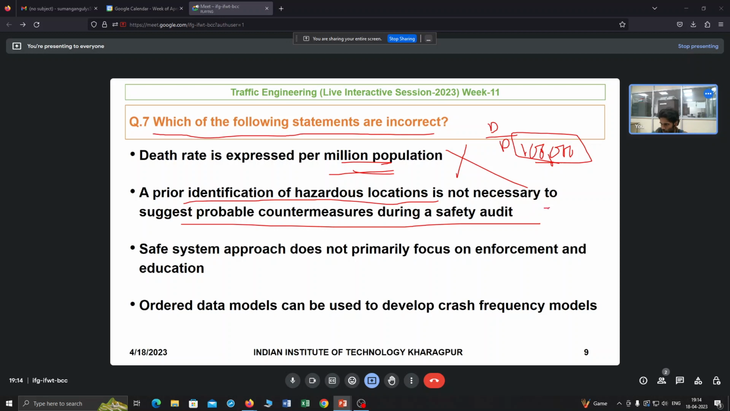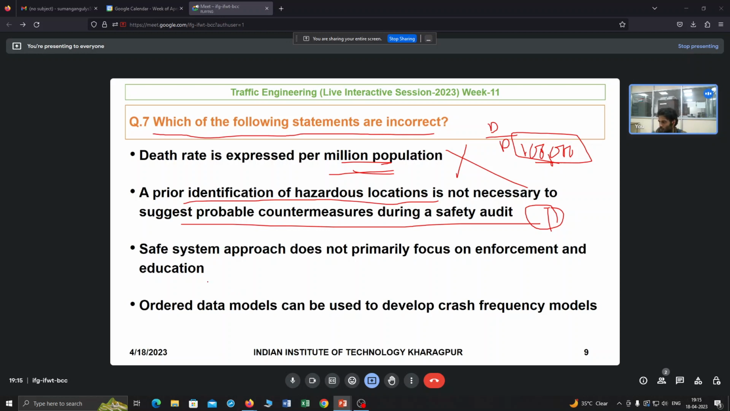This is true. We do not need a prioritized identification of hazardous location. We will go throughout, we will check throughout during this road safety audit where the problems are. Prior identification may not be necessary at all. Then actually you are guiding these road safety auditors. You should not guide anyone. You have some deficiencies, it has to be checked by an independent body which is independent of the construction agency, and they will find out at which location what are the deficiencies.